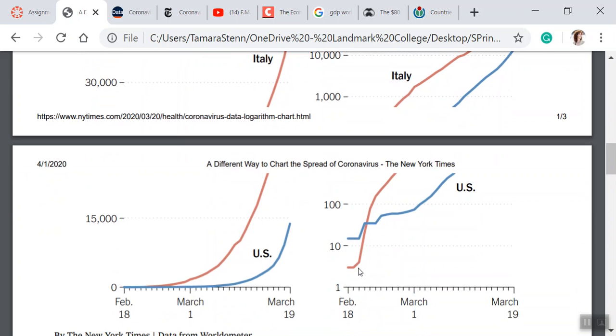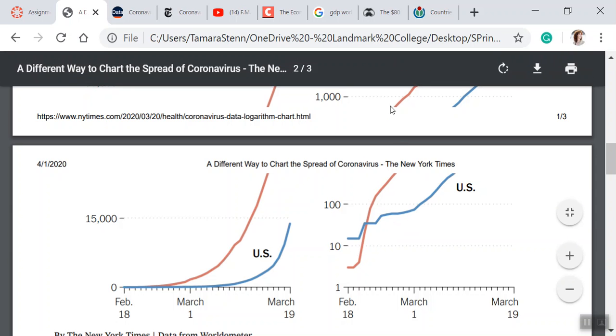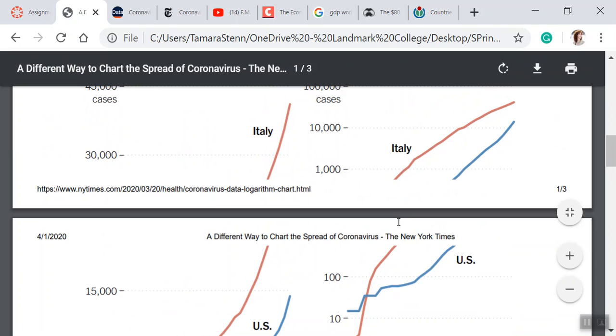And we're seeing how the United States started out at a slightly higher rate, but we grew a little bit more slowly than Italy, which had very, very fast numbers of cases increasing over that same period of time. And the United States, our increase is a little bit less, but it's starting to catch up.